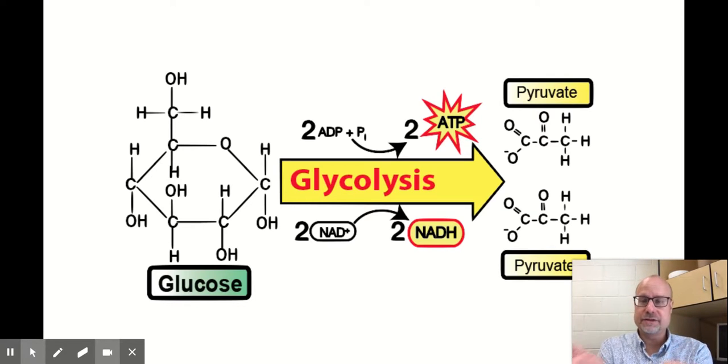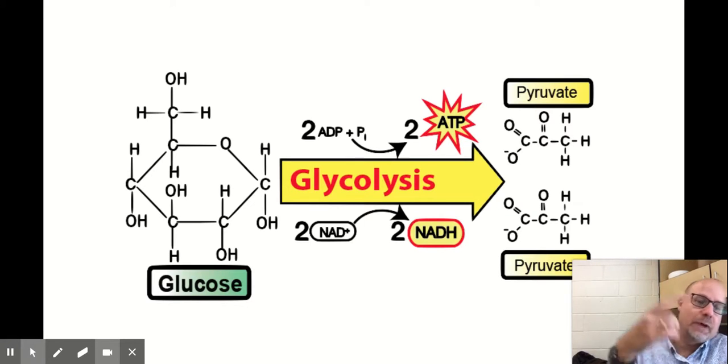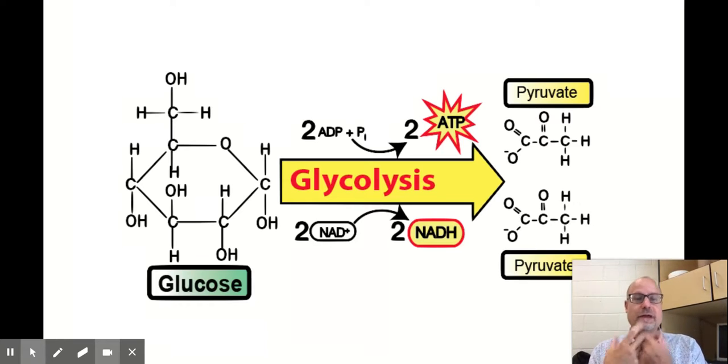And then here is a molecule of glucose. What happens to it is glycolysis. During the process of glycolysis, basically 2 ADP are turned into 2 ATP. So you create a couple of ATP, that energy currency of the cell, as well. 2 NAD pluses are turned into NADH.